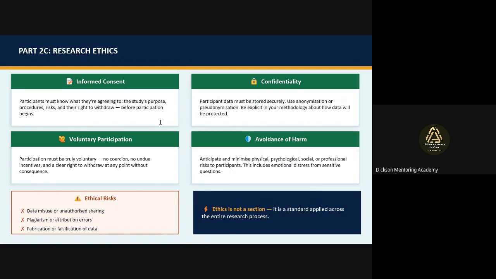Another core principle is avoidance of harm. Anticipate and minimize physical, psychological, and social or professional risk to participants. This includes emotional distress from sensitive questions. So no physical, emotional, or psychological harm should come to participants because they participated in your research.